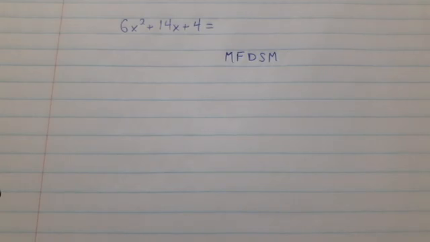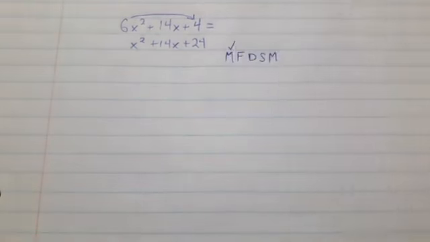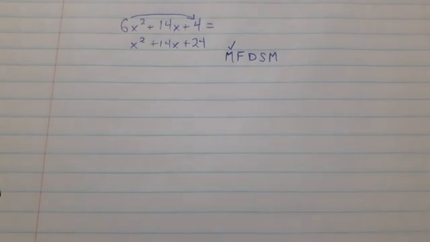M stands for multiply, so we multiply our lead coefficient of 6 by the third term of 4. And that makes our new trinomial x squared plus 14x plus 24. All done multiplying. Now we move on to our factor step. So now we just factor this trinomial into 2 binomials.